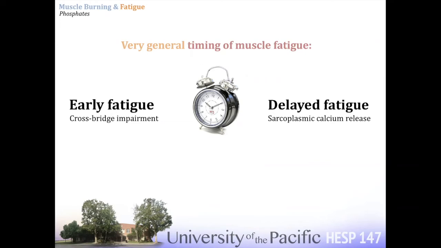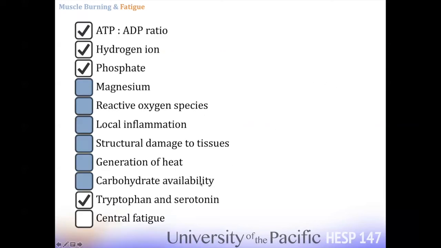This is very vague, very general. And again, very, very early, off the slide to the left is going to be central. And also very, very delayed is going to be central, off the slide to the right. Central's all over the place, but for cellular stuff, we're thinking early cross bridge impairment, a little bit later sarcoplasmic reticulum calcium release for the central stuff.